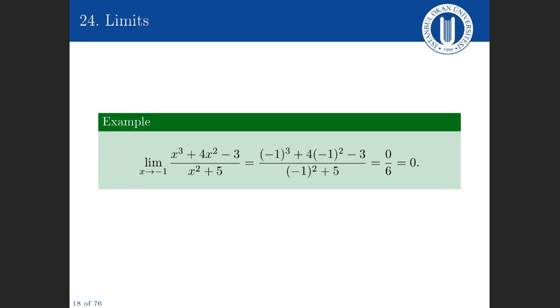Now that we have this theorem, we can calculate limits like this a quicker way. We don't need to use the limit laws, we can just use the theorem. Calculate the limit as x tends to minus 1. As long as we're not dividing by 0, we can just put minus 1 in place of x, to get minus 1 cubed plus 4 times minus 1 squared minus 3, divided by minus 1 squared plus 5. And you can check this is 0.